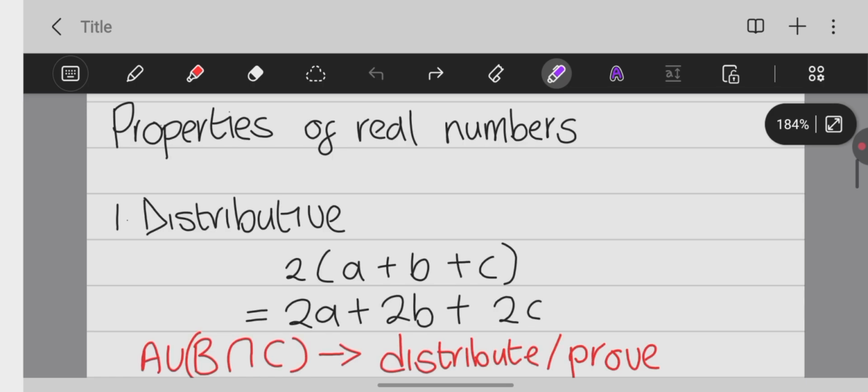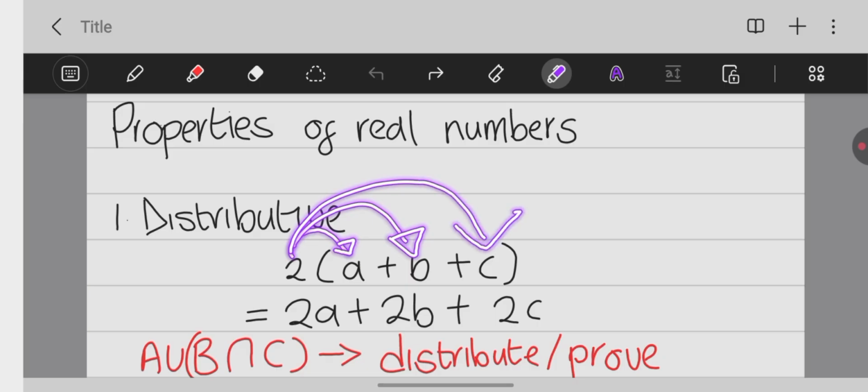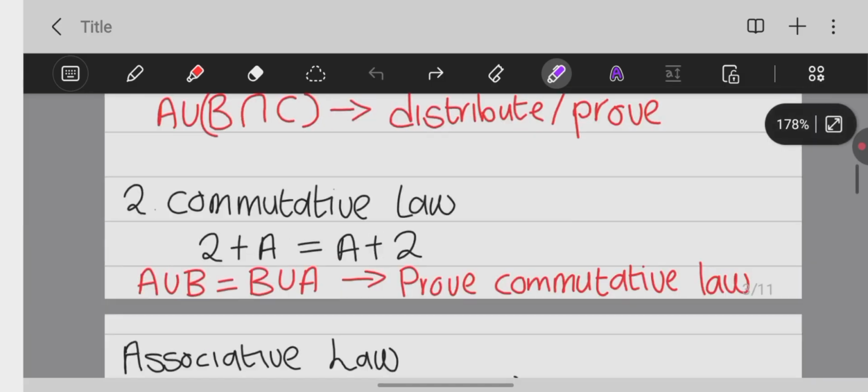Properties of real numbers. So firstly, we have the distributive law, which states that you distribute evenly with corresponding terms. So this 2 is going to be distributed over, like so. And you would have this. This helps you once you do sets. They're going to ask you to distribute or prove that maybe this is equal to its distributive property.